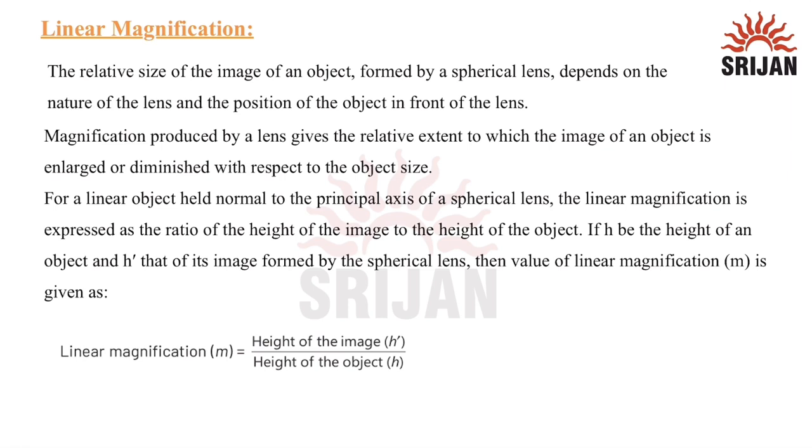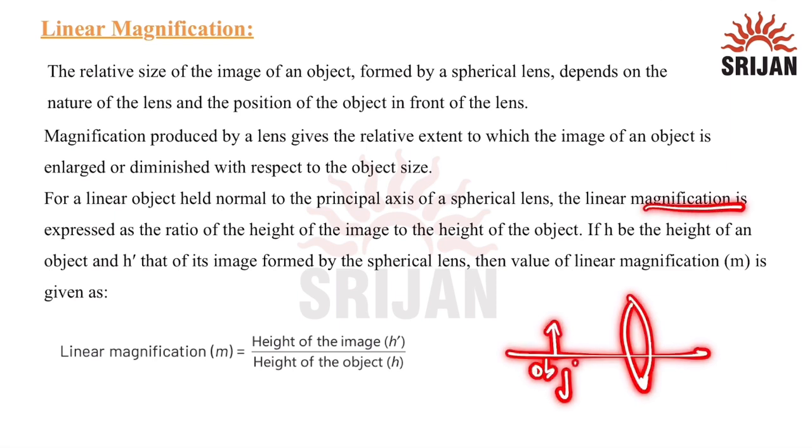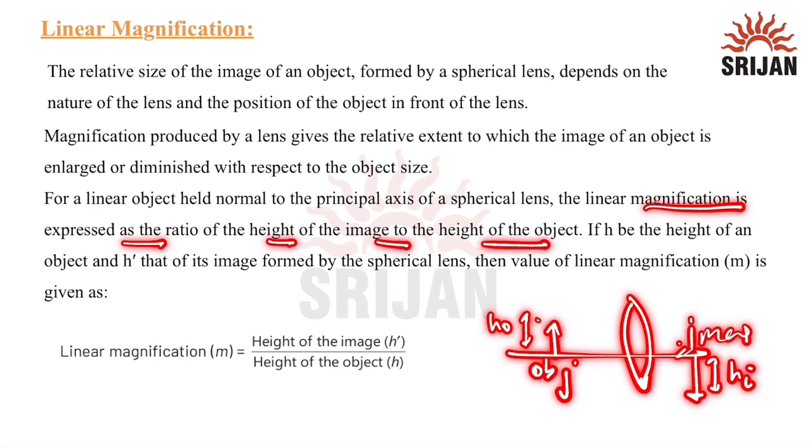Now, linear magnification. The relative size of an image of an object formed by a spherical lens depends on the nature of lens and the position of the object in front of the lens. Magnification produced by a lens gives the relative extent to which the image of an object is enlarged or diminished with respect to the object size. Now, for a linear object held normal to the principal axis of a spherical lens, like this. This is an object. The linear magnification is expressed as the ratio of the height of the image to the height of the object. Suppose this is the height of the object and this is the height of the image if the image is formed over here.